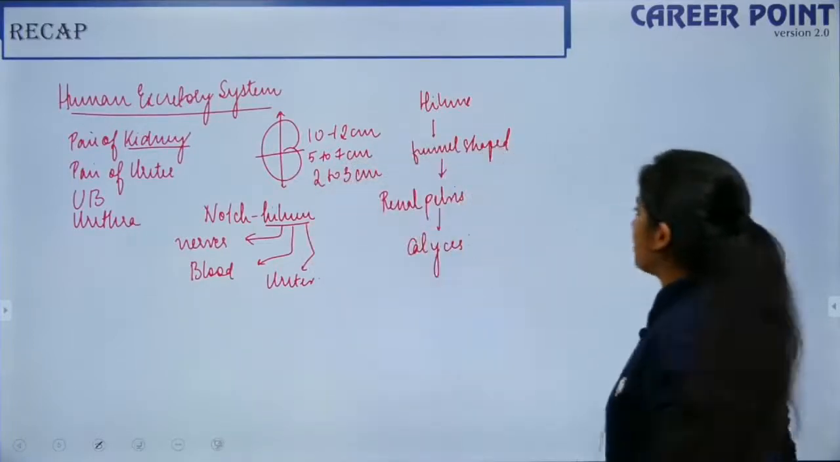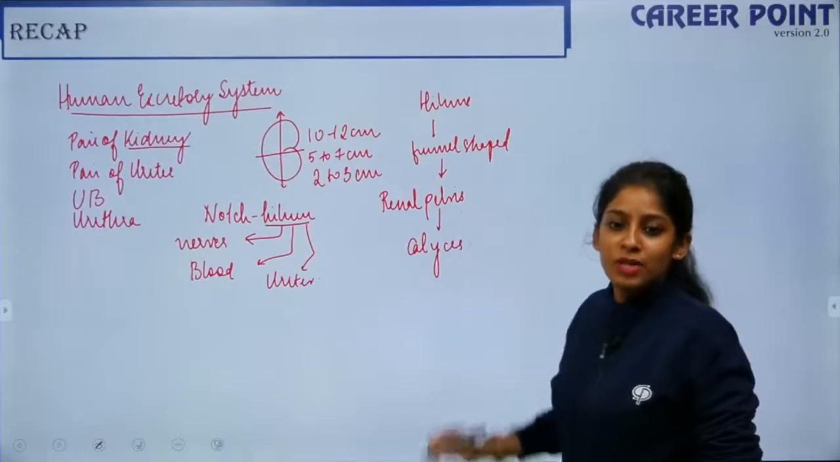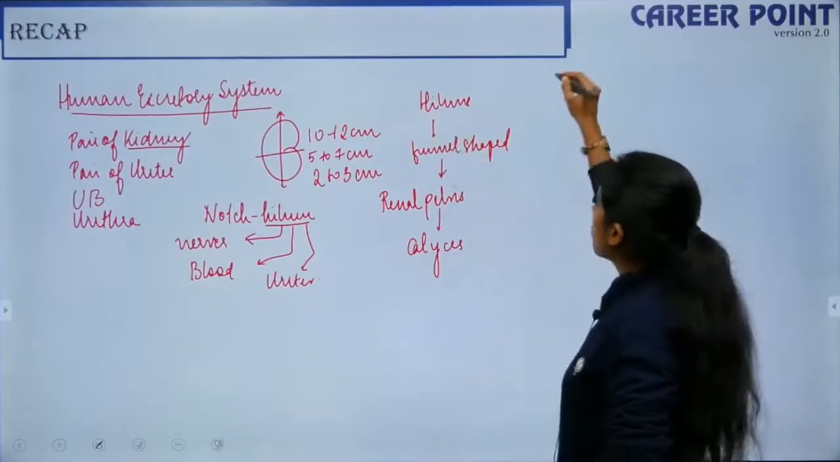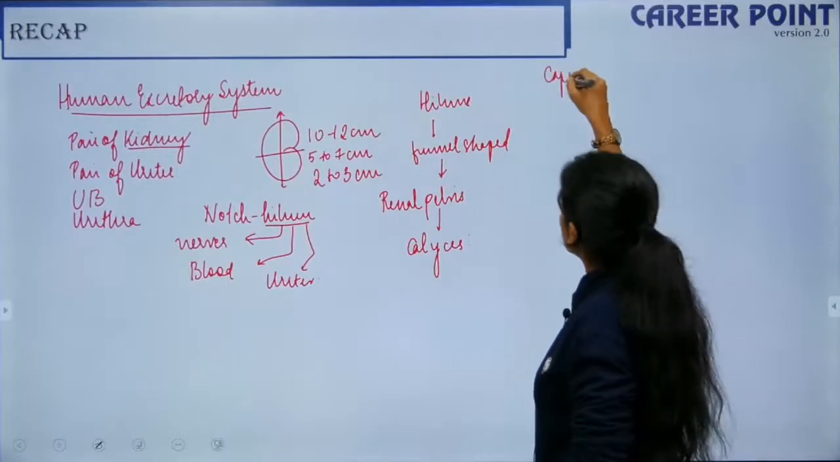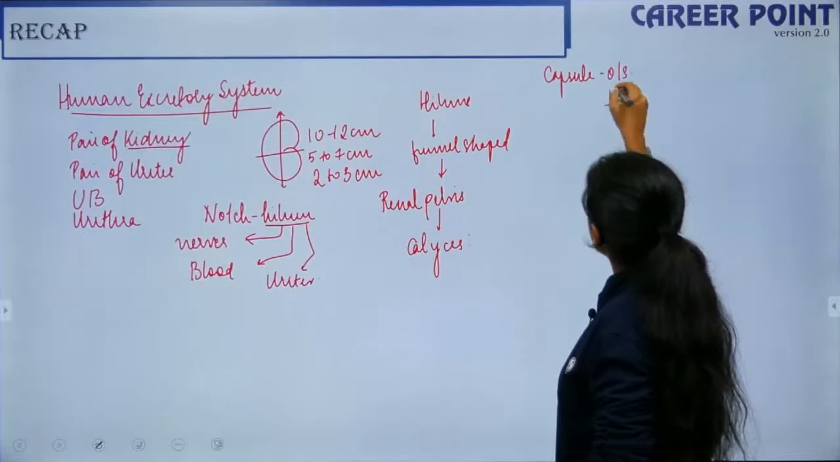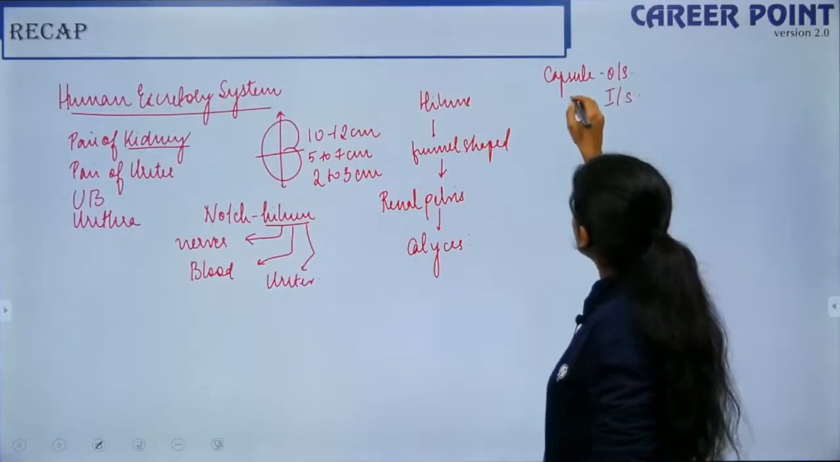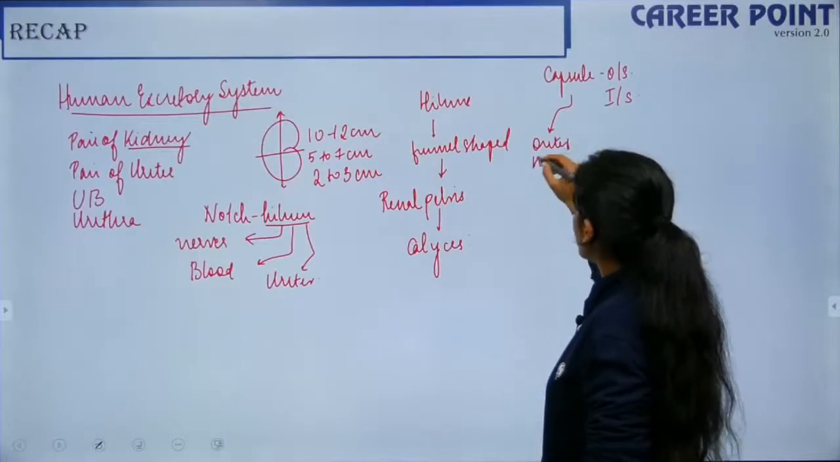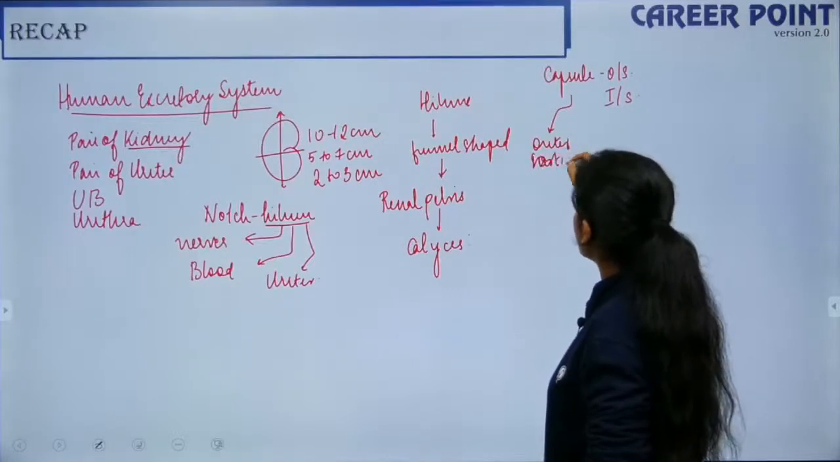Yes, done. So you have renal pelvis which has projections known as calyces, right? The kidney is covered by an outer tough capsule. This is on the outer side. On the inner side, the kidney is divided into two parts: the outer cortex and the inner medulla.